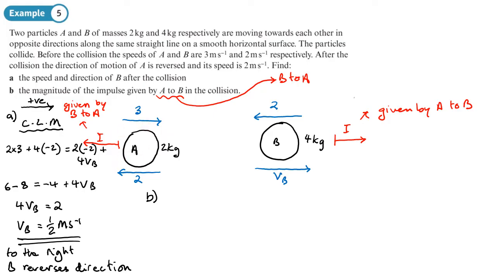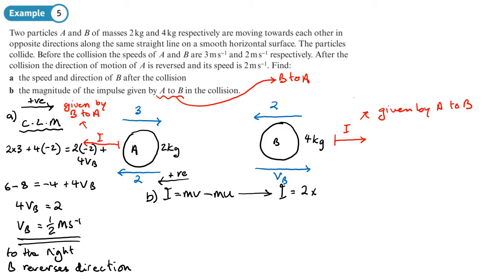So impulse equals the change in momentum. I'm going to be working out the impulse given by B to A. So my impulse is equal to 2 times... Now again, I need to decide on a positive direction. Since my impulse is pointing that way, I'm going to take that direction as positive, so to the left, the same direction as my impulse, makes sense.